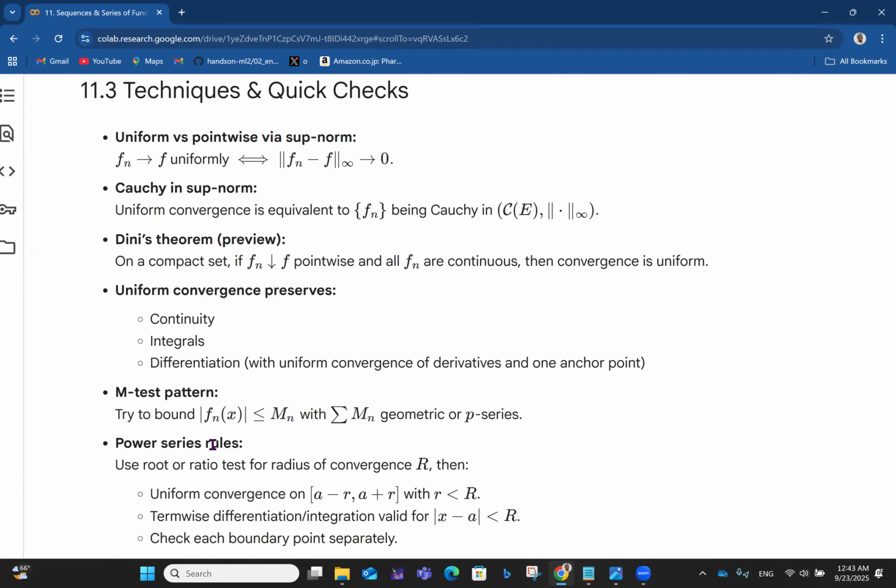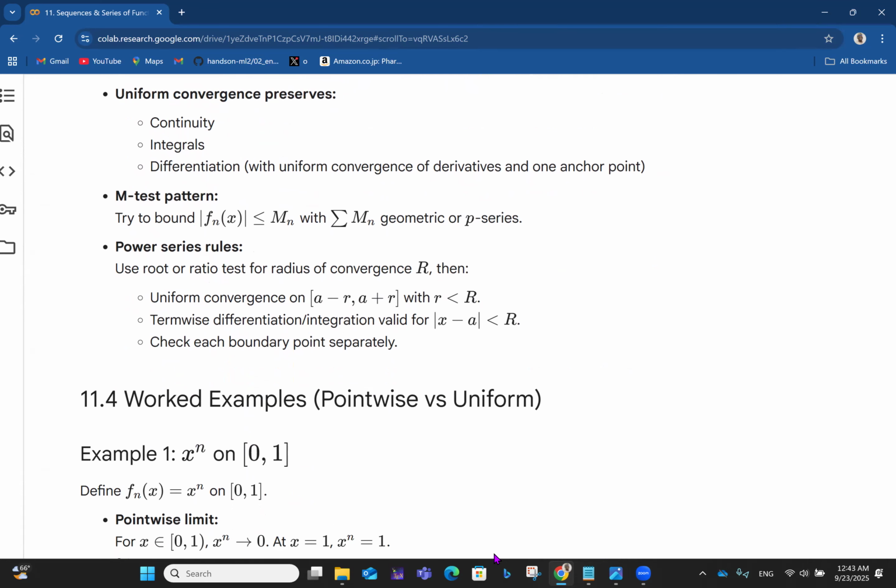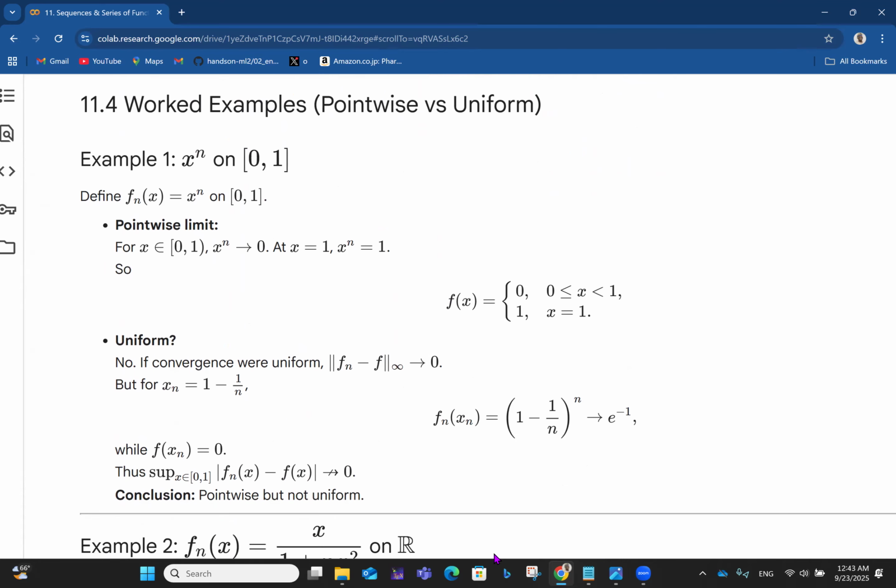Then we have power series rules. So you can use the root or ratio test for the radius of convergence R. Then you have uniform convergence on the closed interval [a minus r, a plus r] with r less than R. Then you have termwise differentiation or integration, which is valid for the absolute value of x minus a less than the radius of convergence. And then you check each boundary point separately. I think we established that earlier. Of course, boundary points occur where the absolute value of x minus a is equal to the radius of convergence.